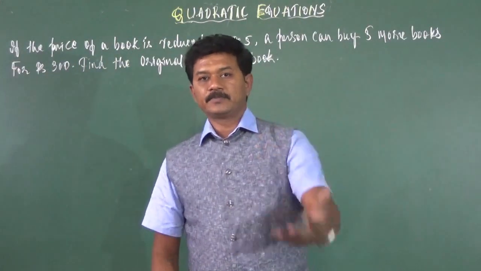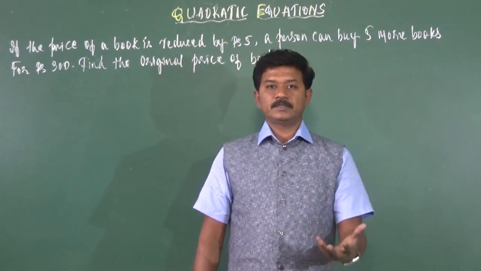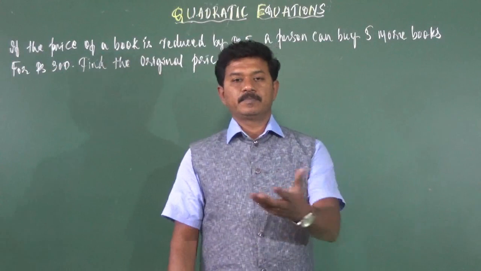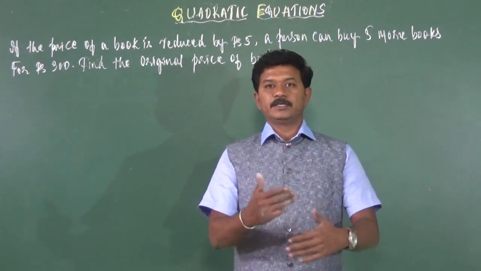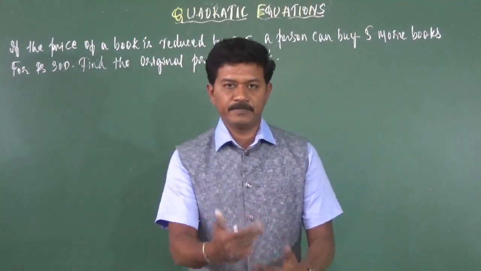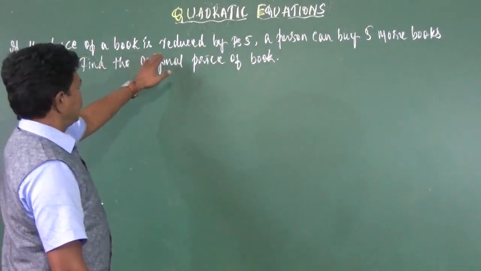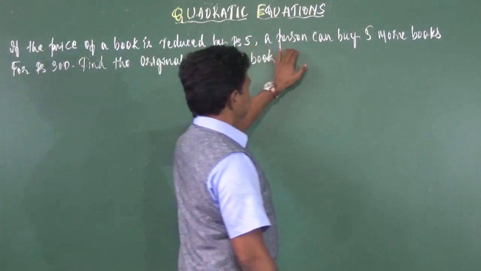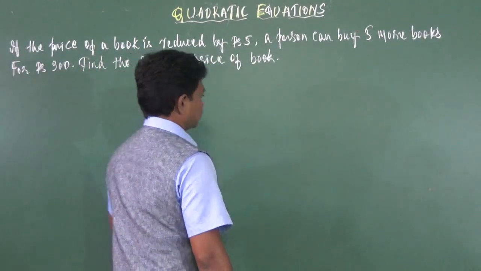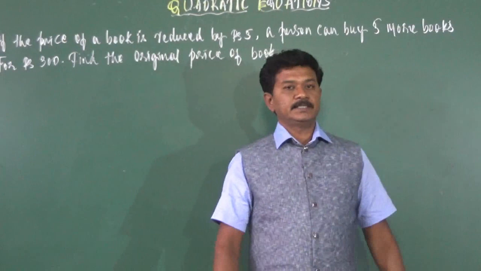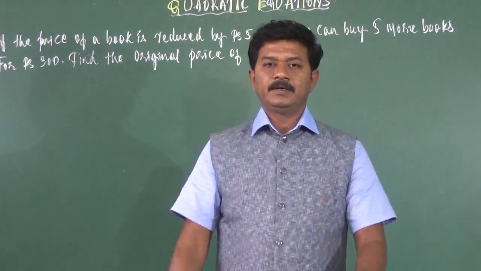You are asking the bookseller the price of the book. So he will tell you some amount. So the price of the book is ₹X something. So you ask him, sir, please reduce the price of the book by ₹5, right? Something like that. So if the price of a book is reduced by ₹5, a person can buy 5 more books for ₹300. Okay? Very simple. I will give you a simple example. You can easily understand.